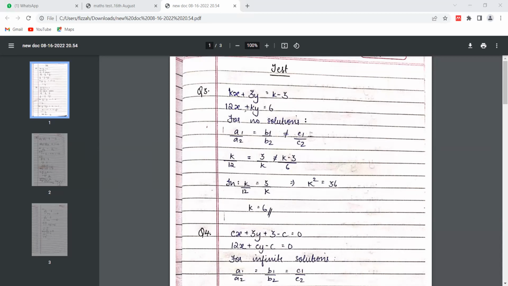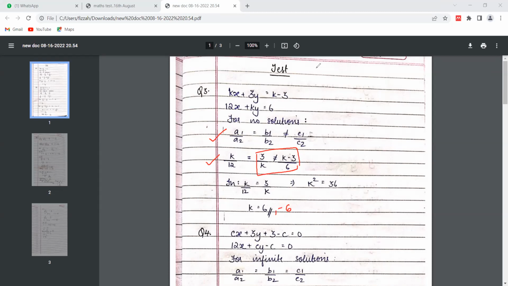Now see, that third question, for no solutions, this condition is fine. Then this is okay. Now you're getting k square is 36, right? So when you take the square root, you should be getting two values, plus 6 and minus 6, isn't it? Yes, ma'am, because minus 6 into minus 6 is also 36. So whenever you take the square root, you get two values. Now which value should you choose, 6 or minus 6? You have to make use of this part also. This will tell you which one to choose.